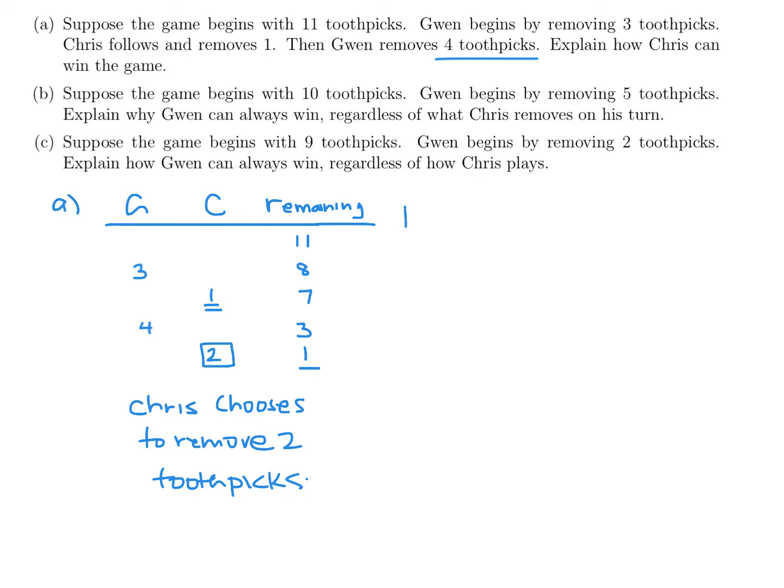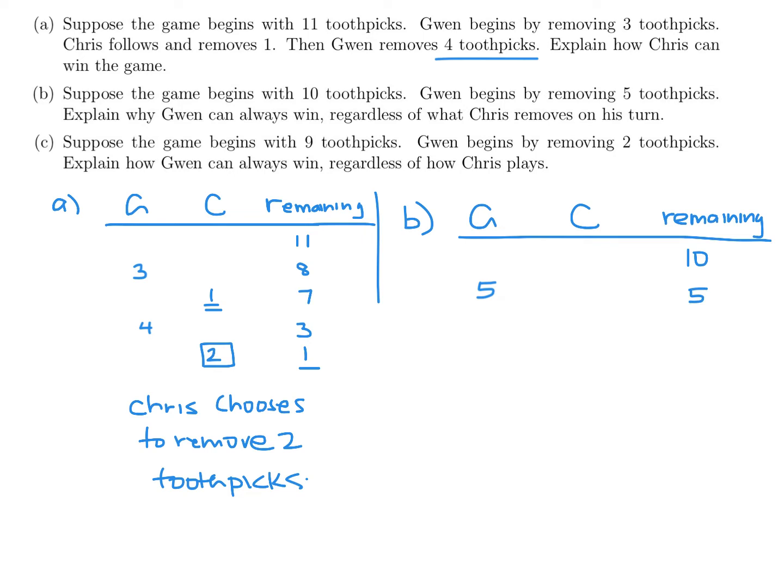All right, part B. So probably pretty similar. Suppose the game begins with 10. Gwen removes 5. Explain why Gwen can always win. Okay, so again, Gwen, Chris, and remaining. So let's see what we get. We first started off with 10 this time, right? Okay, so then Gwen removes 5, so then there's 5 remaining.